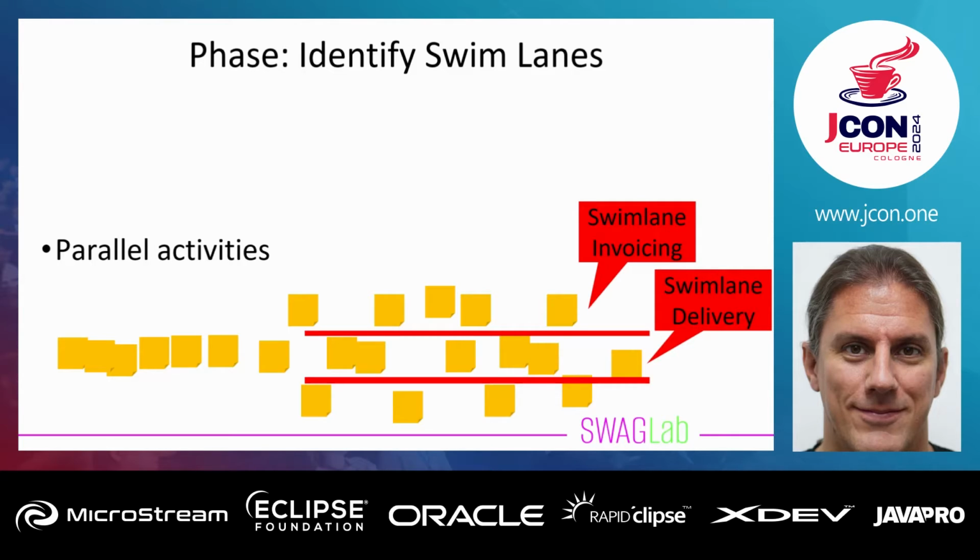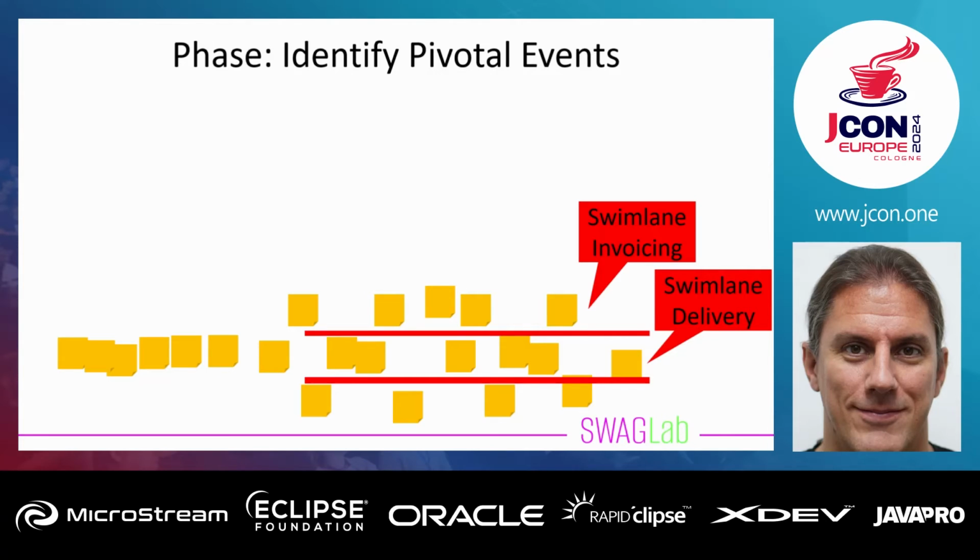They are somehow interconnected because obviously you want to only deliver stuff if it's paid for, but most of the stuff is actually in parallel, and you can identify that because, in my experience, it comes quite natural for people to separate stuff that is done in parallel and is not really that dependent on one another. The next thing that you want to do is to identify pivotal events.